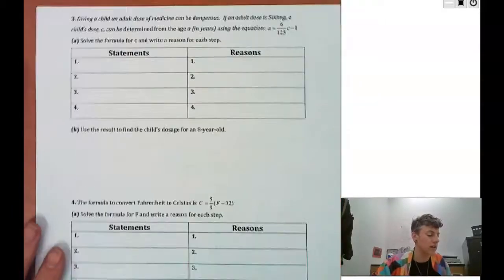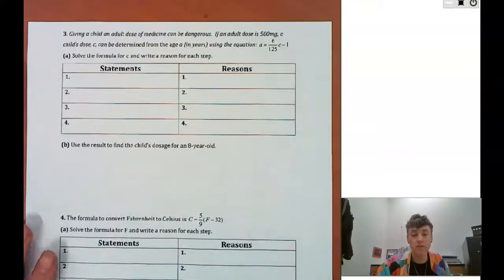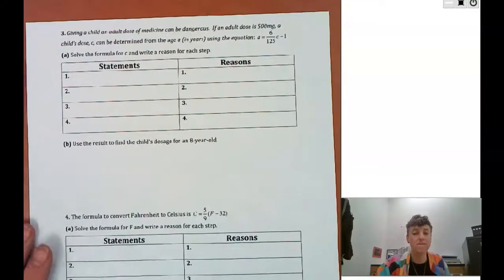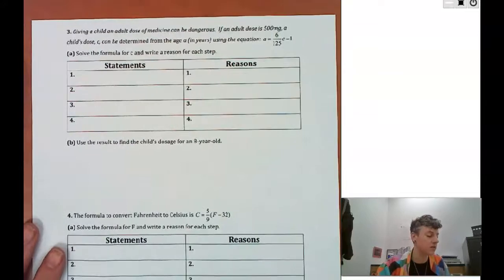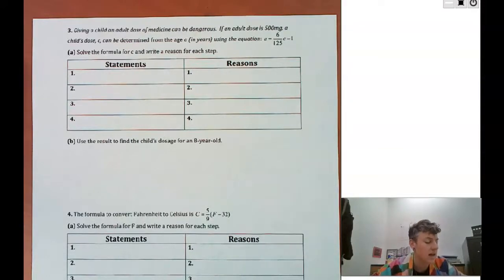Giving a child an adult dose of medicine can be dangerous. If an adult dose is 500 milligrams, a child's dose, C, can be determined from the age A in years using this equation. A equals 6 over 125C minus 1. Solve the formula for C and write a reason for each step.